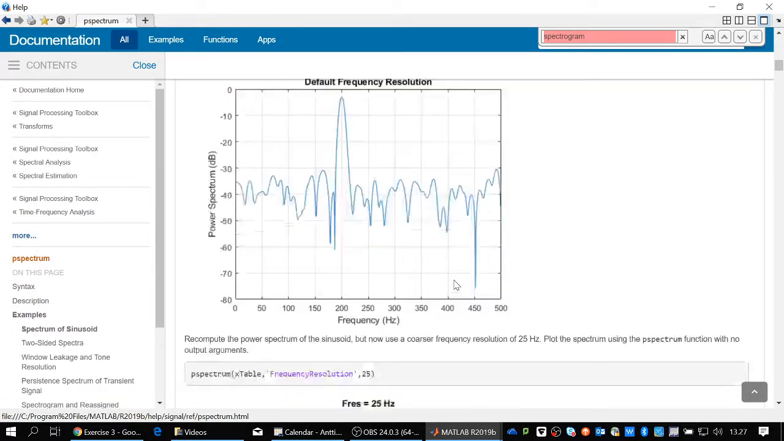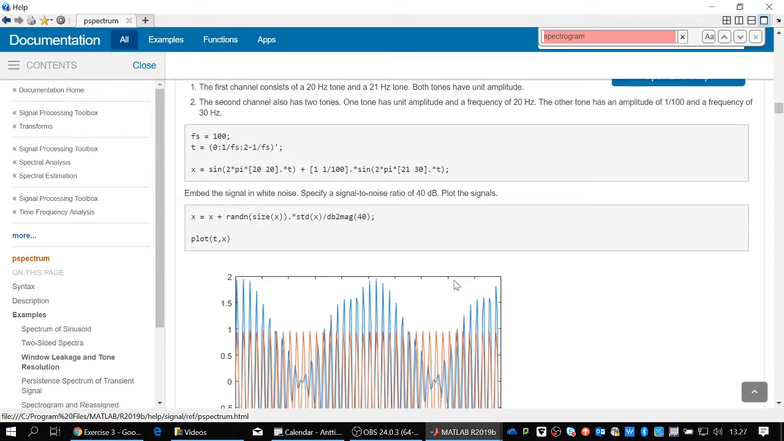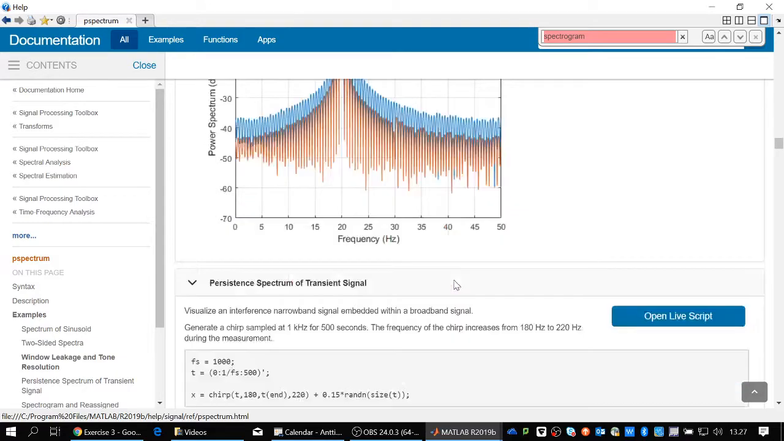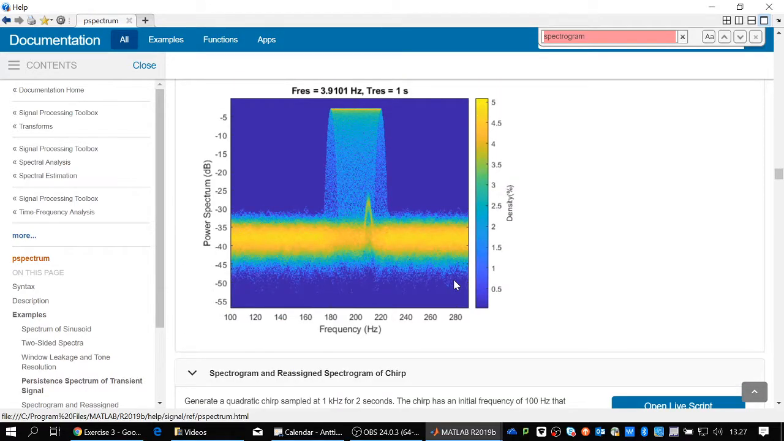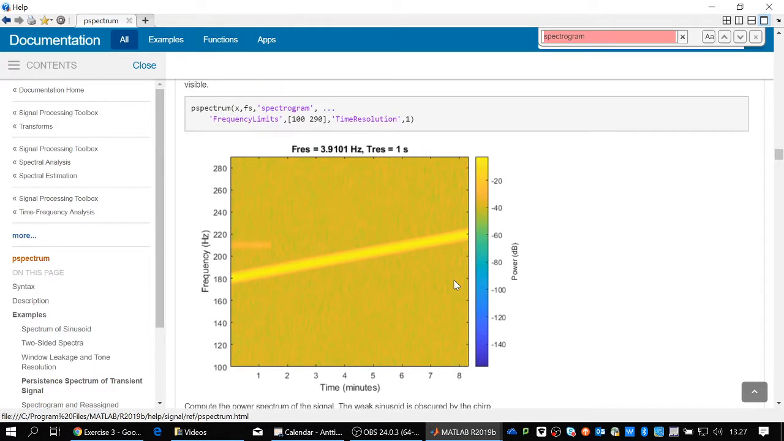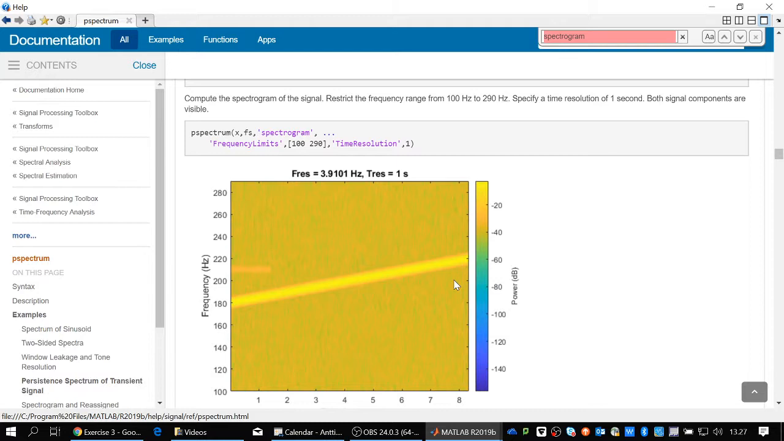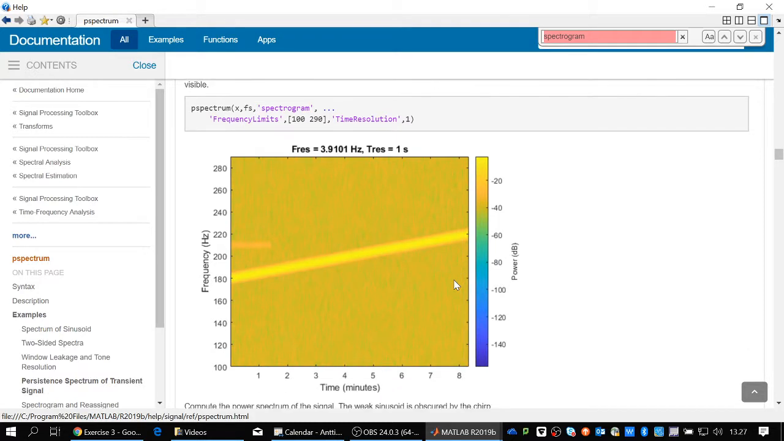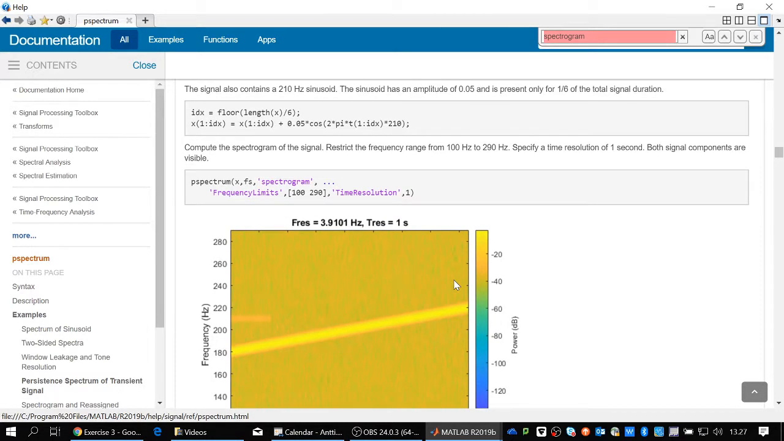Again, they have changed it and something, right? No, no, no. Oh boy, big mess. Oh wow. Yeah, there. That looks like a spectrogram. P spectrum. Wow.